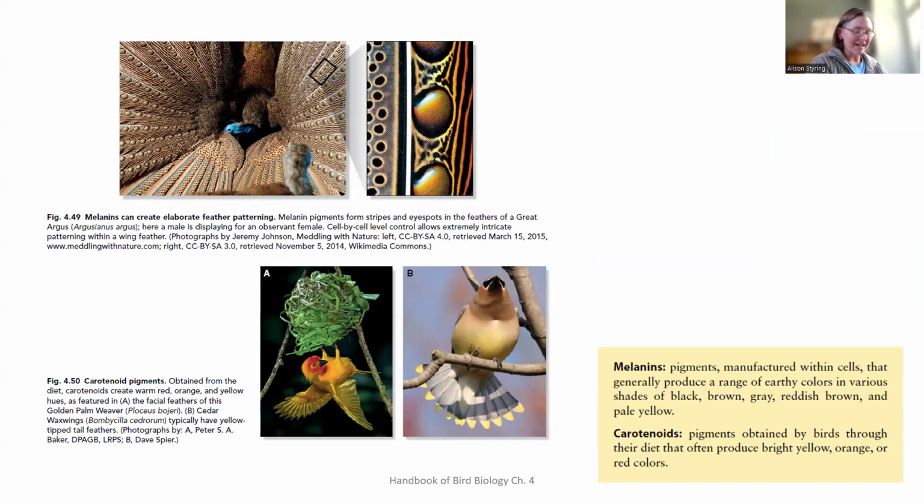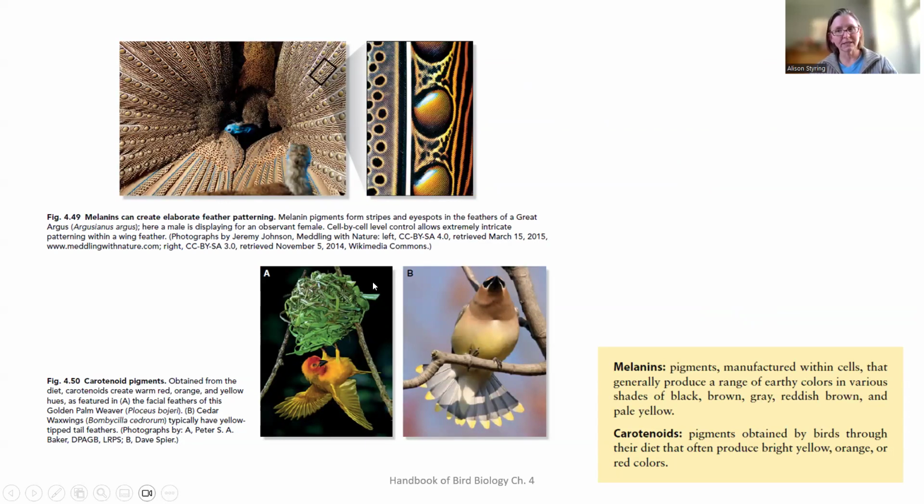Now, a little bit about color. Birds, as we know, have amazing colors. There are 2 major pigments responsible for bird colors. You have melanins that are responsible for a range of colors from browns to blacks to grays, and also buffy pale yellows. All of these colors we're seeing in these feathers of the Argus pheasant are melanins in different patterns within the cells of the feather. And then we also have carotenoids.